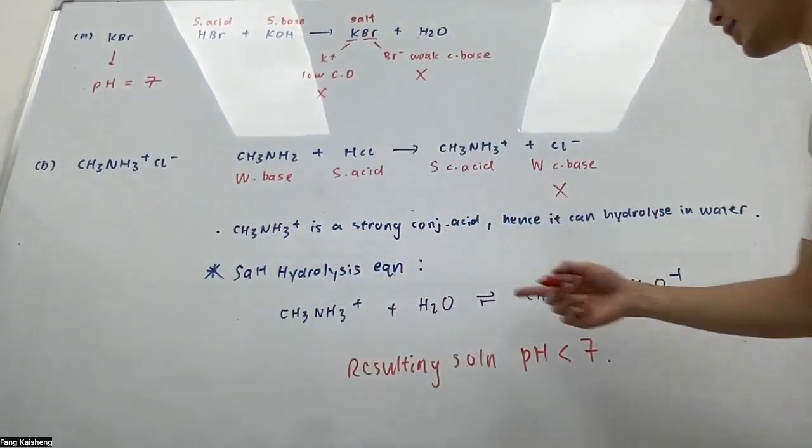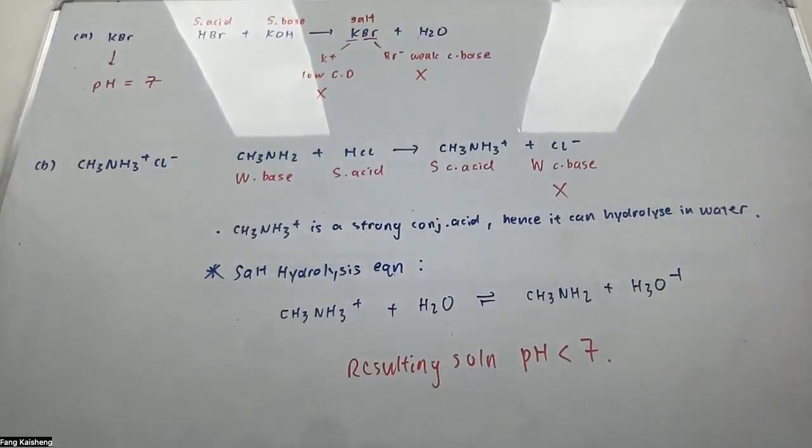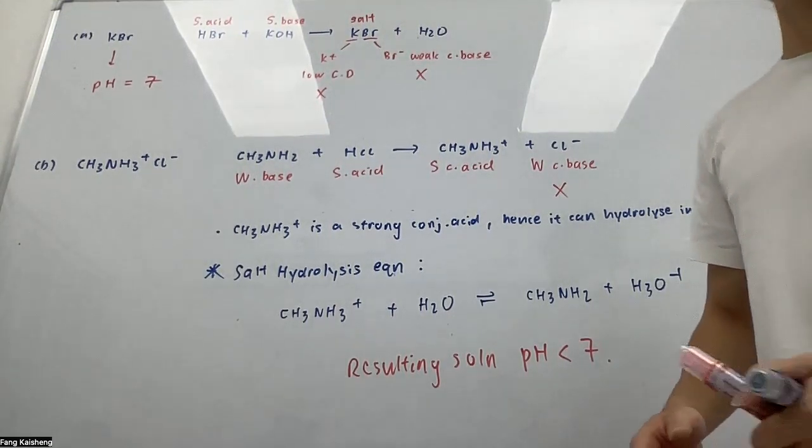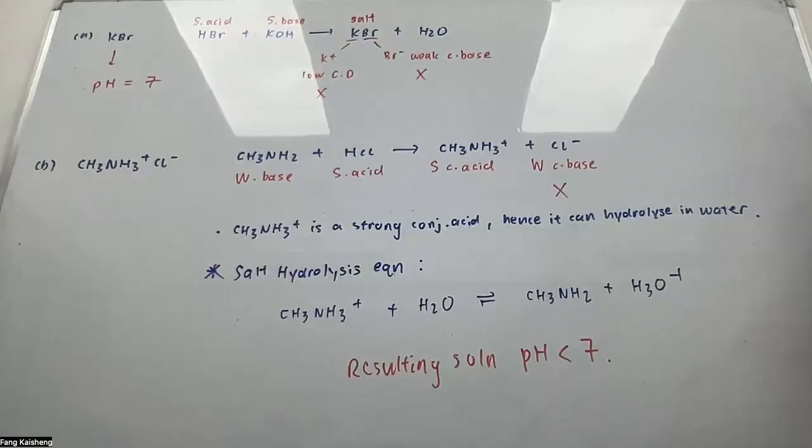He's asking about the state symbols. Except for water, don't even write state symbols if they never ask. Do we have to say that because there's more H plus? That's another way you can do it also. There's more H plus than OH minus, so the pH is less than 7. But you can also just tell me you produce H plus.